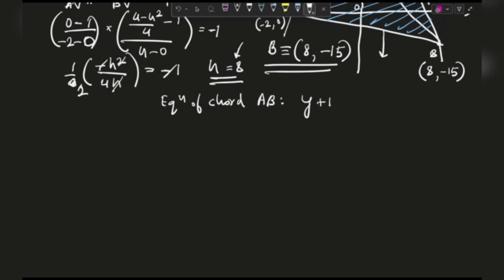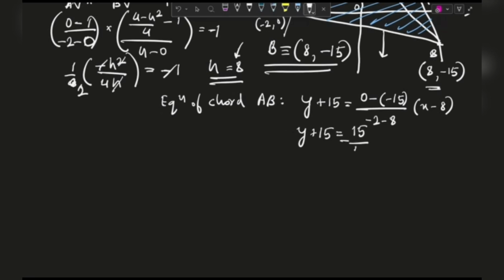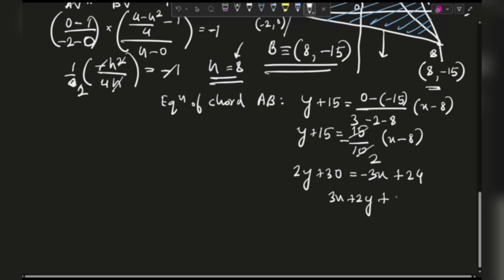This will become y plus 15 equals 0 minus of minus 15, I am taking this whole, divided by minus 2 minus 8, and this is x minus 8. So y plus 15 is equal to 15 whole divided by minus 10, times x minus 8, and this gets cancelled. 5 3s are 15, 5 2s are 10. So 2y plus 30 equals minus 3x plus 24, and this comes out to be 3x plus 2y plus 6 equal to 0, on bringing this to the left hand side.